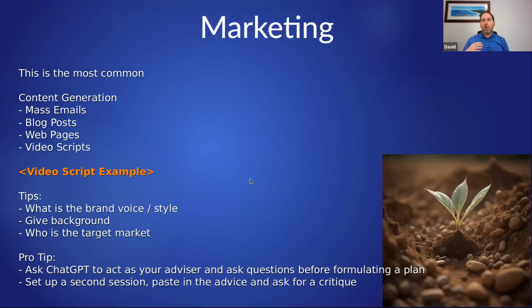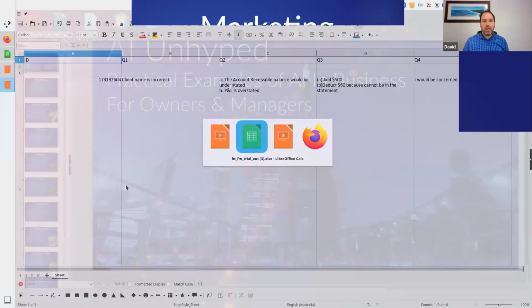And this is the thing, when ChatGPT first came out, everyone's going, you can use AI to do this. So it's the most common, and it's content generation. So you can use it to create some mass emails. You can use it to create blog posts. You can use it to create web pages. You can use it to create scripts for videos. And a lot of people are doing this. And what I'll do is I'll run through an example of how you can do this. And it's really useful because it gives some tips in specifically the differences in how you use an AI to how you might use a person.